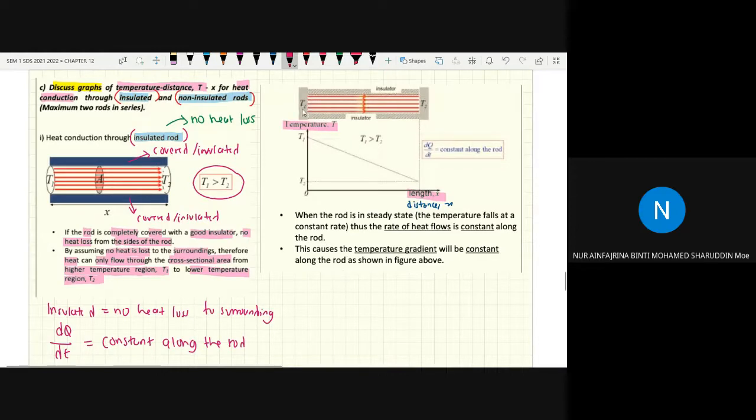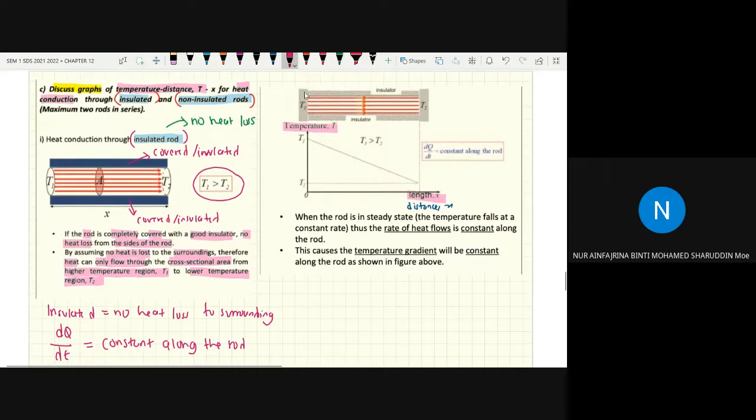So, like Miss said, heat flows from the higher region to the lower region. And you need to understand one more thing. For example, if here it is 60 degree Celsius and here it is 20 degree Celsius. Why? Because the distance from T1 to T2 is its length. So as your distance x increases, your temperature decreases.